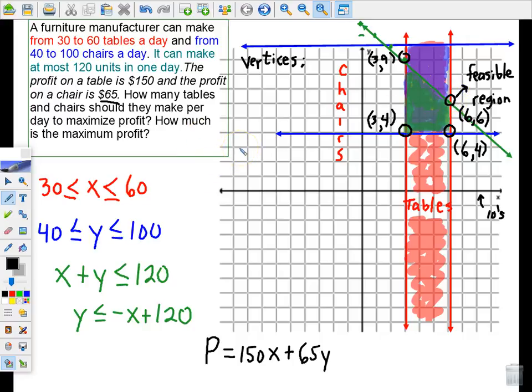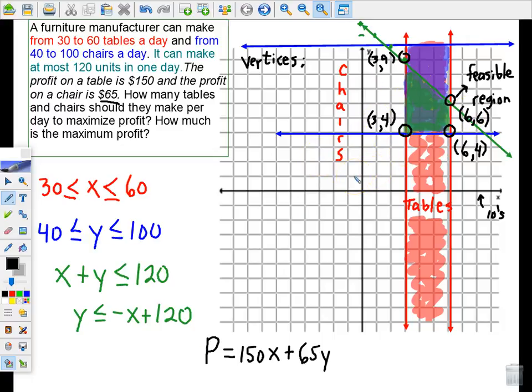Okay, now here's your job. If you want a calculator for this, you can use it. I want you to take each of your 4 vertices, and you're going to plug in the appropriate values. Now remember, you're not plugging in 3 and 4, you're plugging in 30 and 40. Okay, that's very important. I want you to plug those numbers in for X and Y, and I want you to tell me which of these 4 ordered pairs gives us the highest number for P. P stands for profit.